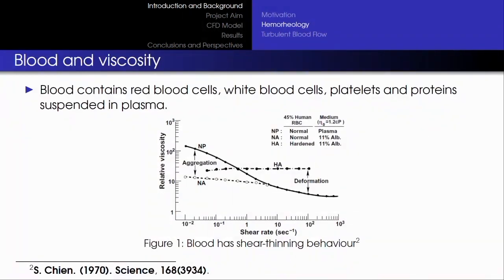Complications mainly arise due to the fact that blood is a multi-phase fluid. A lot of modelling and experiments don't assume this, and in blood we have red blood cells, white blood cells, platelets, and other proteins within it. And when we look at the viscosity, we can see that it has shear thinning behaviour. At low shear rates, aggregability of the red blood cells causes a higher viscosity. At higher shear rates, the deformability of red blood cells causes lower viscosity.